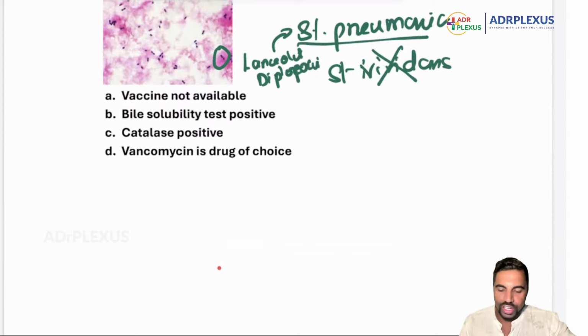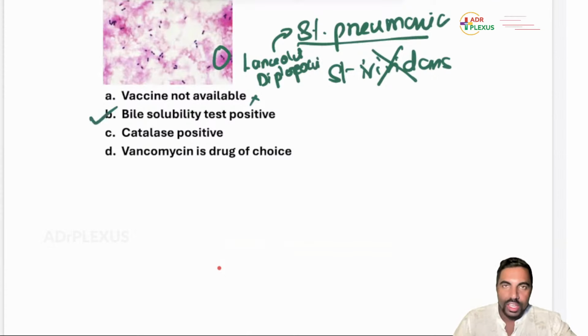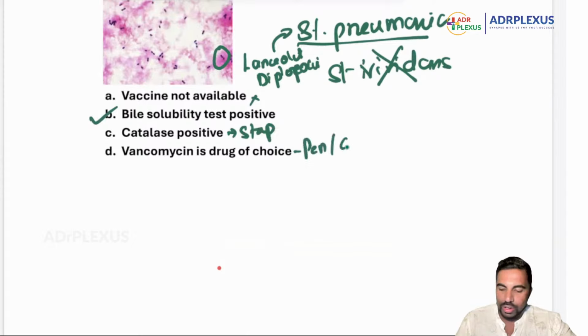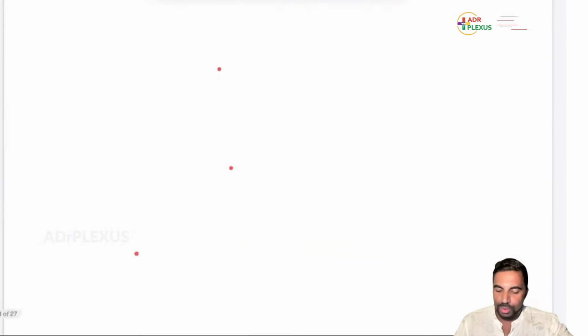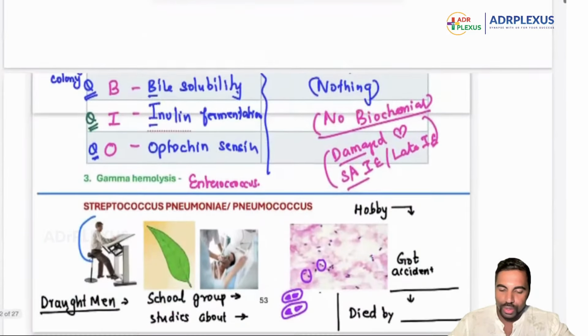We have discussed this very clearly. We have a wonderful vaccine, so that option is wrong. Bile solubility, yes, definitely positive. Catalase is not, catalase is for Staphylococcus aureus. Vancomycin drug of choice? No. Penicillin still works amazingly, and you can also give ceftriaxone. We repeated it also, right? If you see the proof, we have it down here. We already told that clearly.